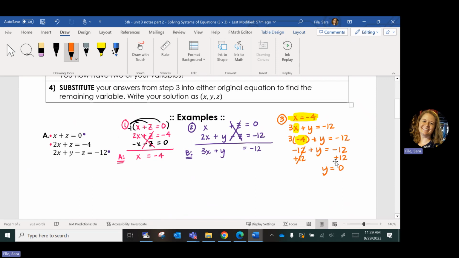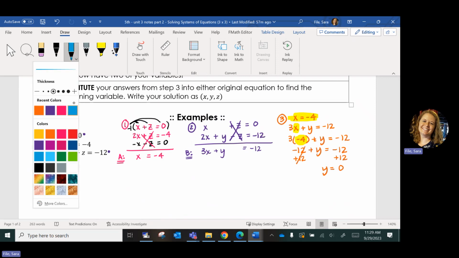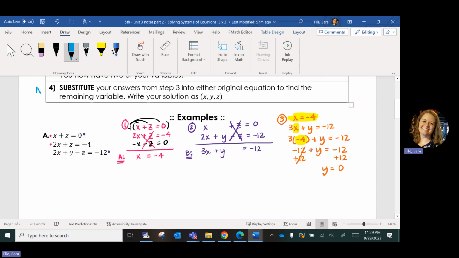So then step 4 says, all right, now you should have 2 of your variables, which we do. We have x is negative 4, and we have y is 0. So now I can plug both of those into any of the original equations and solve for my third variable, the one that I had eliminated, the z. I can use any of the 3 equations. It doesn't matter which one. In this particular case, I think the first one's the easiest.